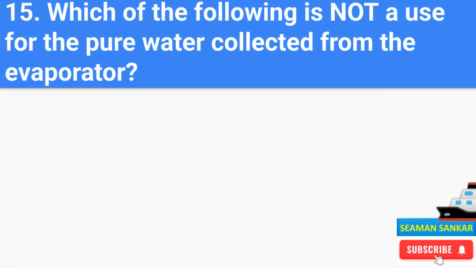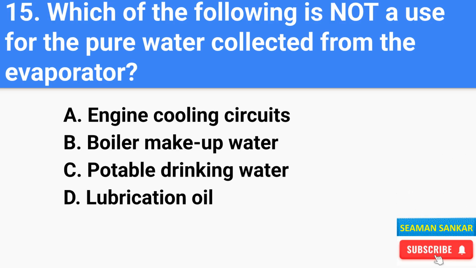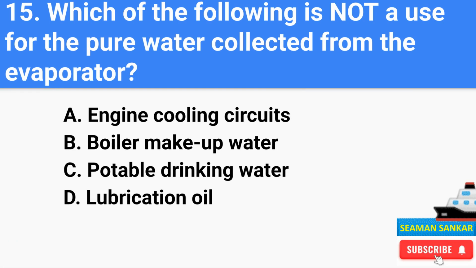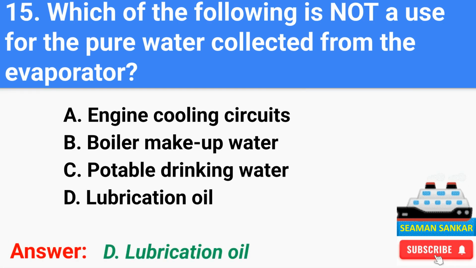Question 15. Which of the following is not a use for the pure water collected from the evaporator? A. Engine cooling circuits, B. Boiler makeup water, C. Potable drinking water, or D. Lubrication oil. The water collected from the evaporator is not used for D. Lubrication oil. It is typically used for cooling, boilers, and drinking after treatment.